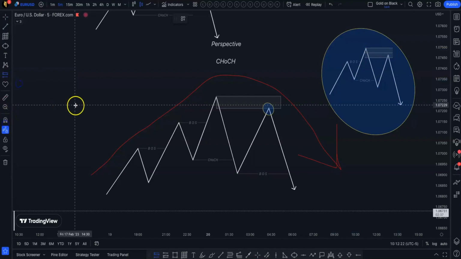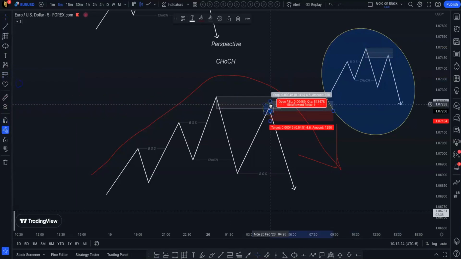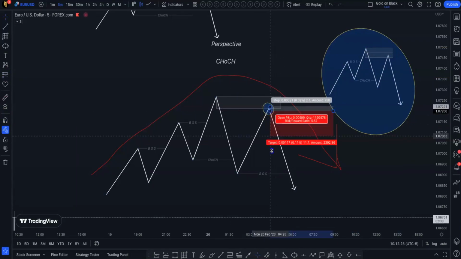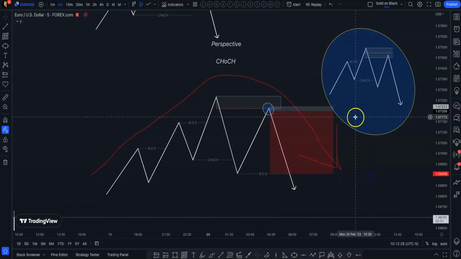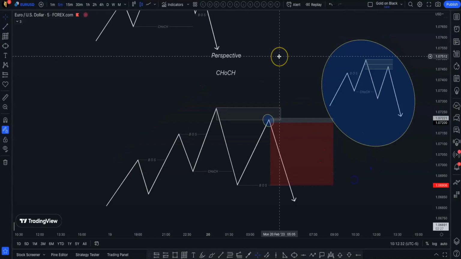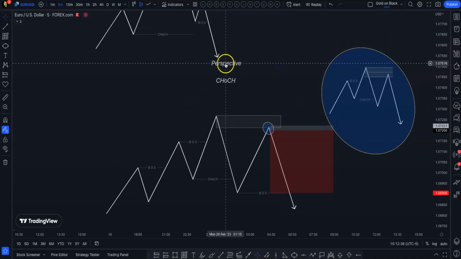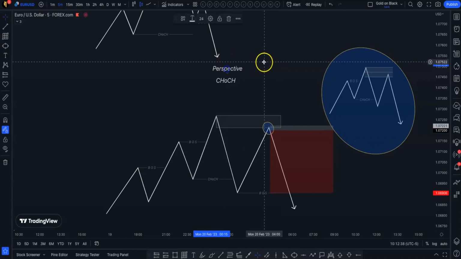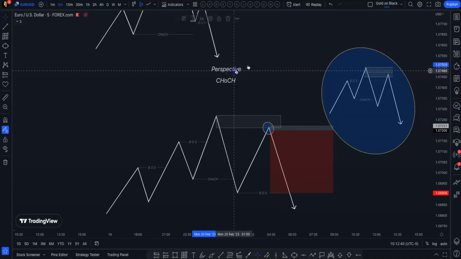Beautiful sniper entry that we all want. Something like that. The target would be this low. Beautiful. This is what we normally look for. Okay? So let me jump on a chart to give you a couple of examples to understand the perspective, because it will also depend on how you see it and what you think about this.